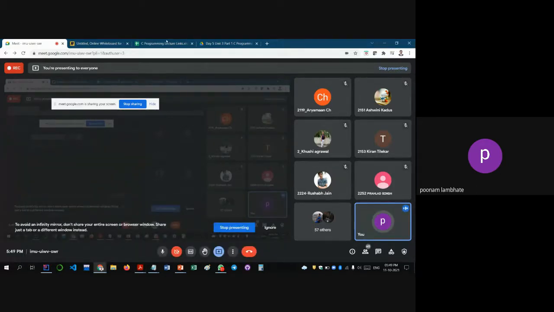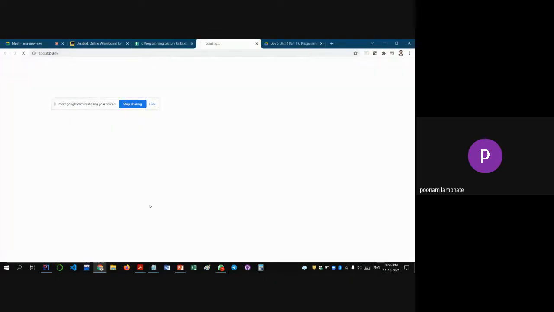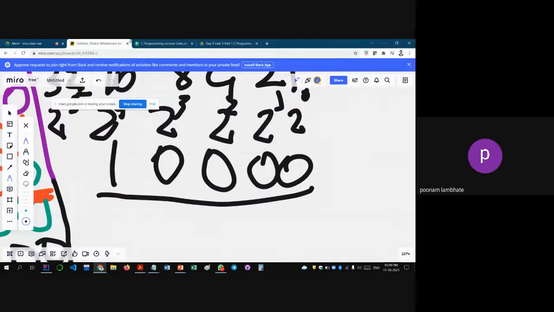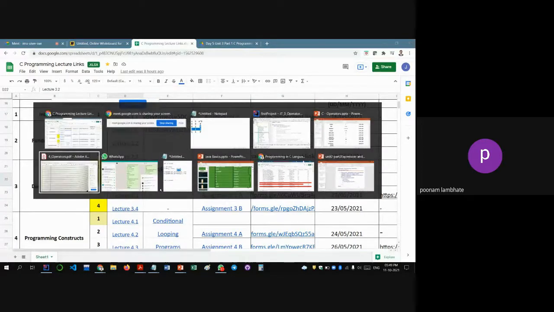Then what else do we have? We have data manipulation. And after that we will have logical operation. Okay. So now let us see some programs in Java.